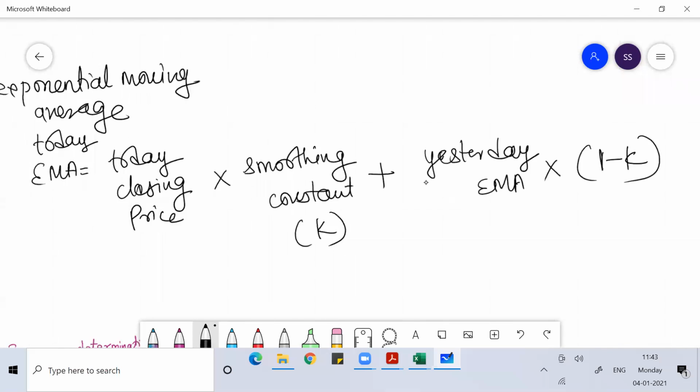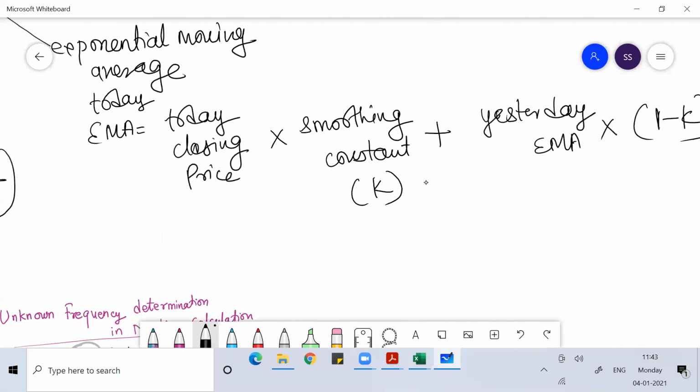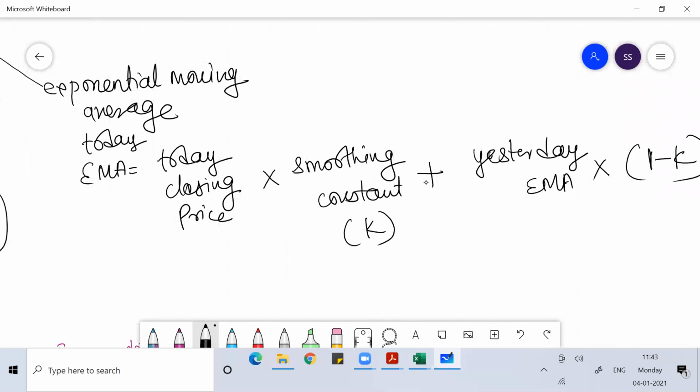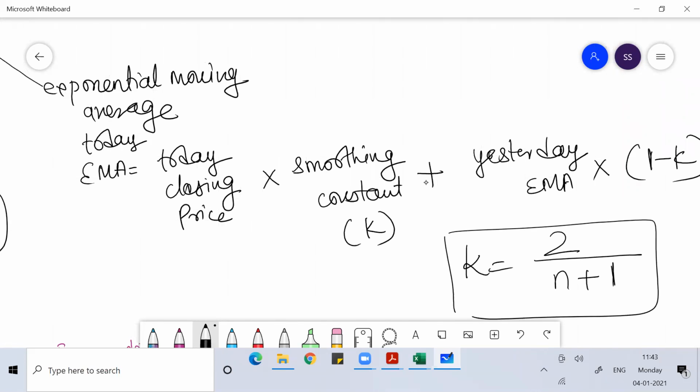Now what is the smoothing constant? Your smoothing constant has a formula, 2 divided by n plus 1. Whichever n-day exponential moving average you want to determine, you can find the smoothing constant with the formula 2 divided by n plus 1.